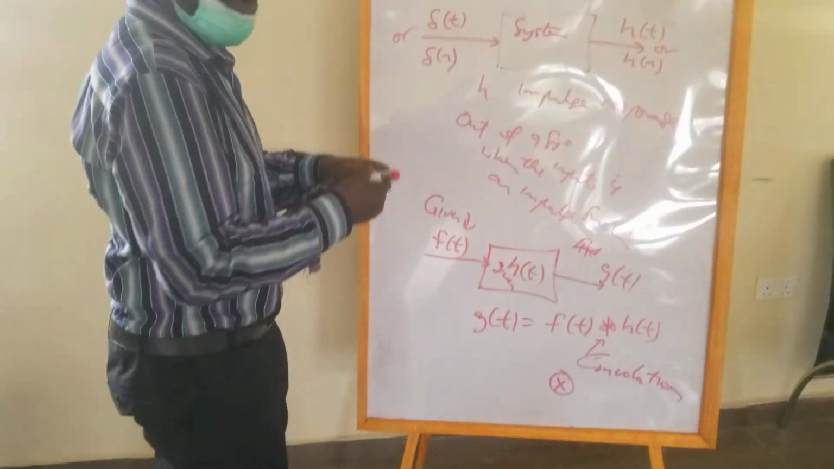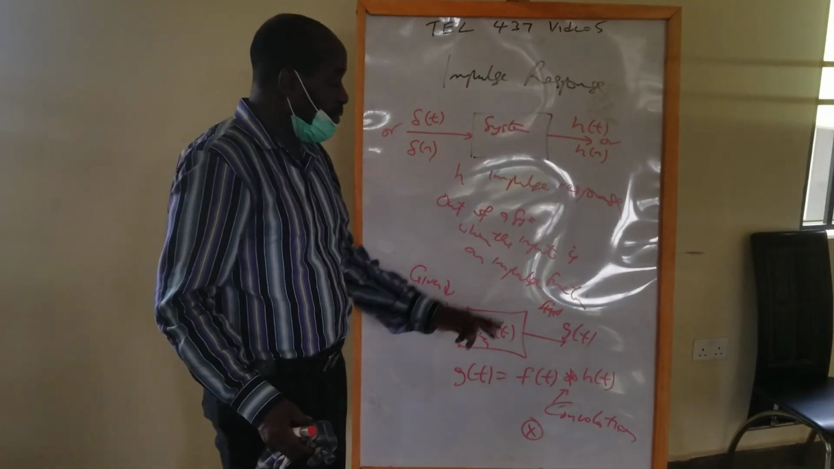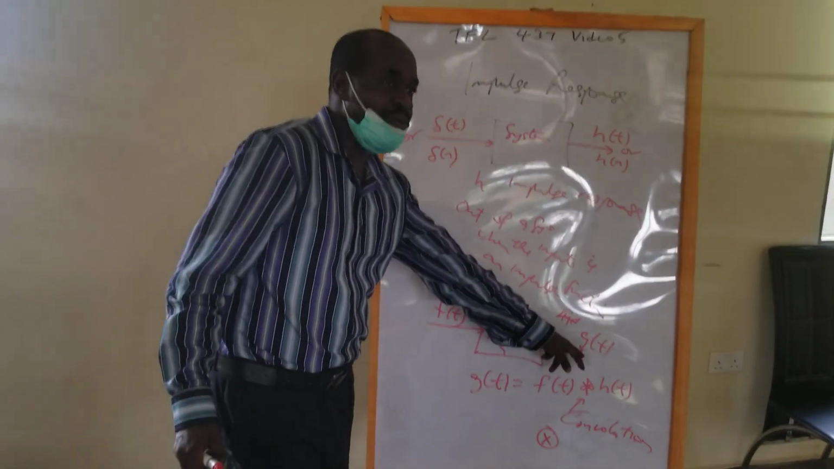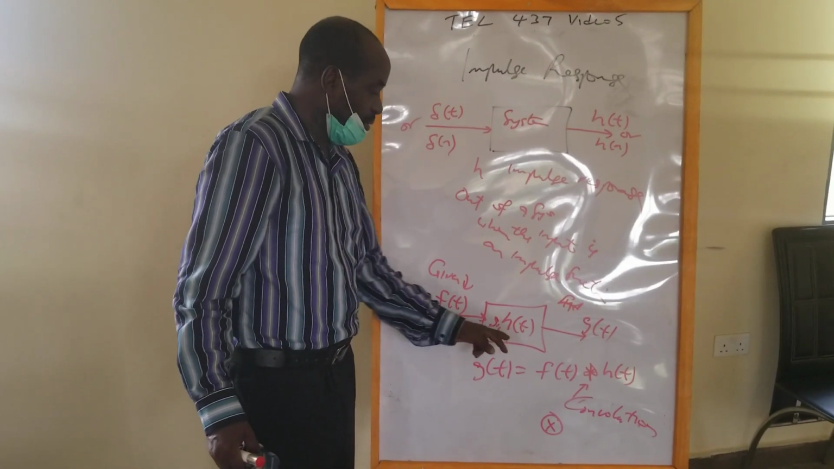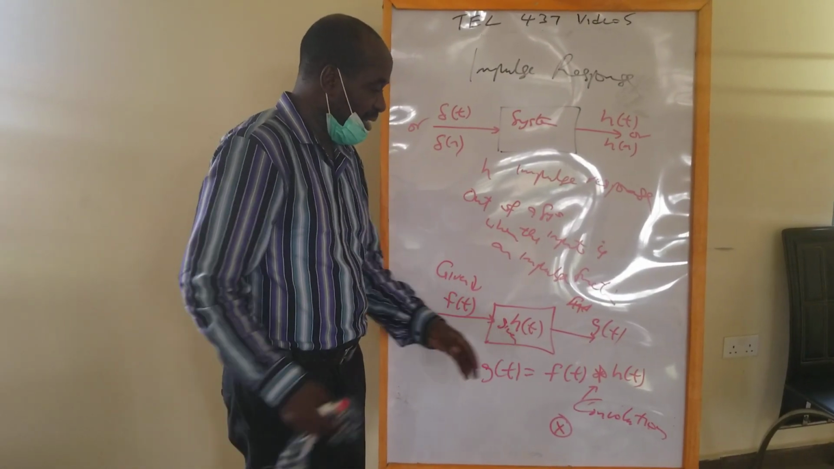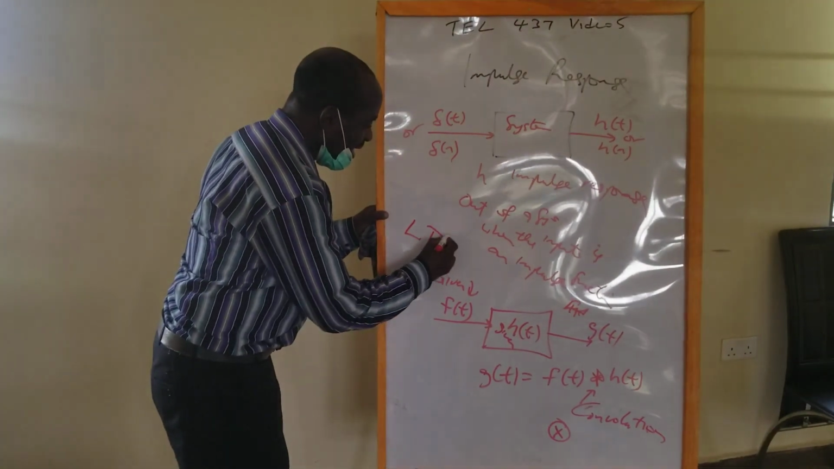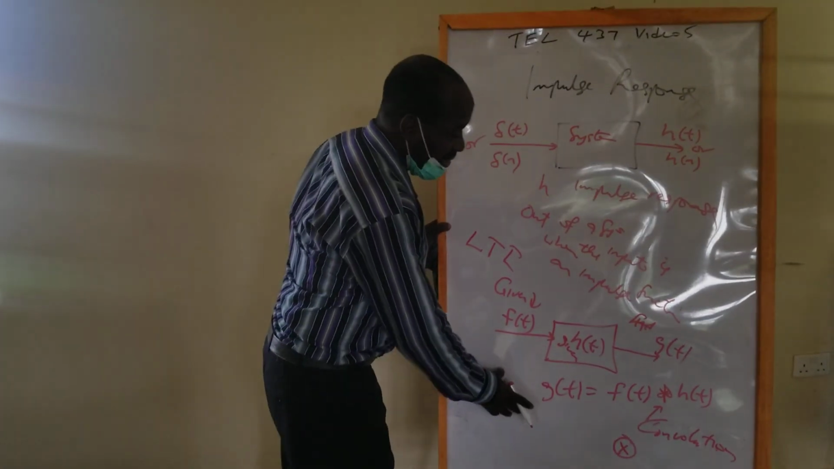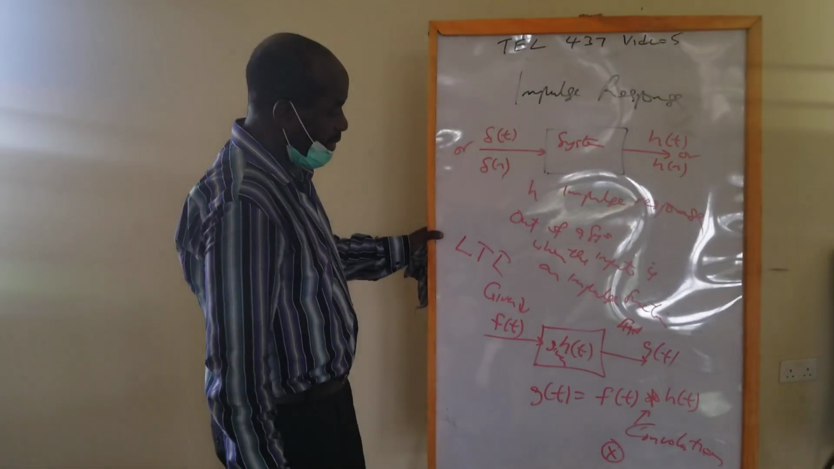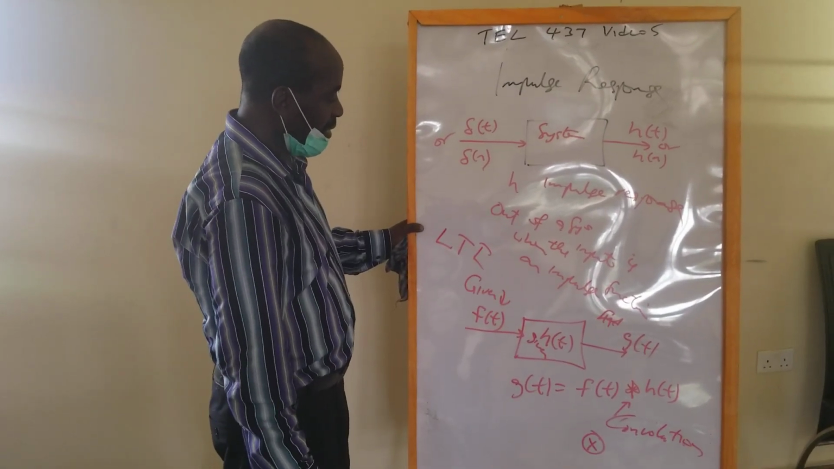That means once you know the impulse response of a system, you can predict the output of the system to any other input, making use of the impulse response. This is for which type of system? For LTI system. It is only LTI system that this is possible for. So that is the symbol of convolution.